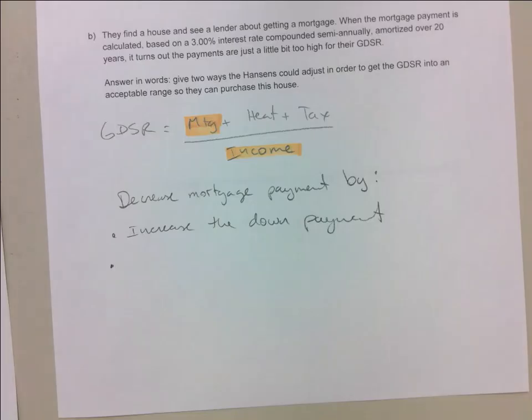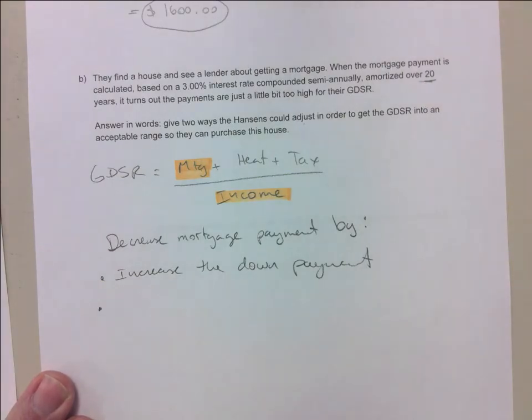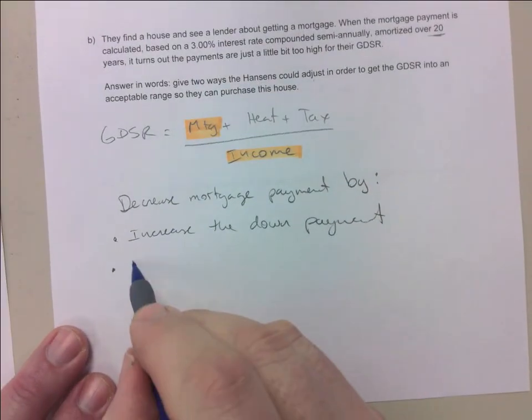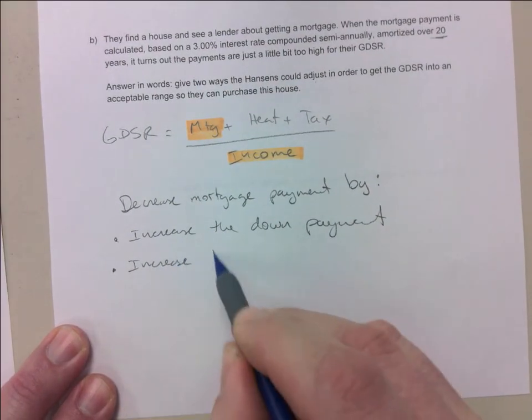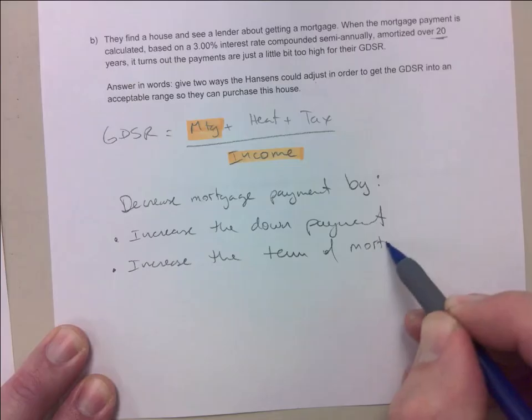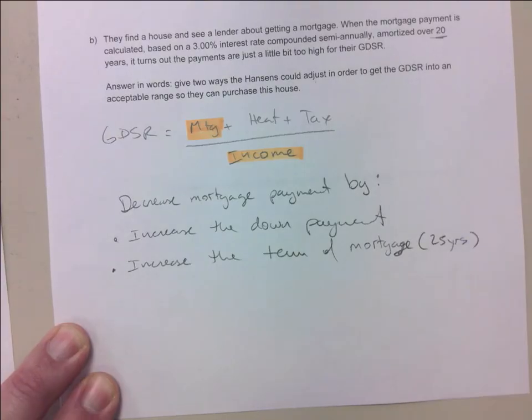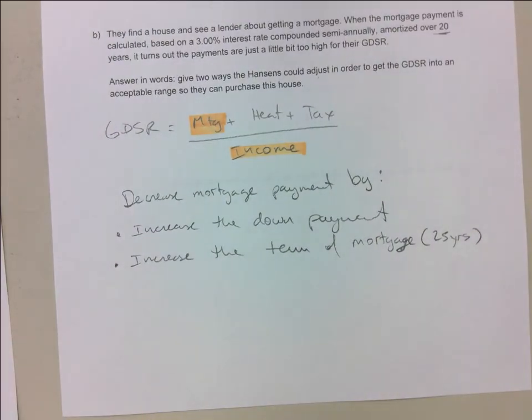How else can someone lower their payments? This is a 20-year mortgage, right? A 20-year. Let me look up here. Can you go 25? Can you extend the time you have to pay? Yes, that will also bring down how much you pay every month. So you can increase the term of the mortgage. I would like you to write this down. I know I didn't ask you to answer it, but now I'm doing it, right? I will just keep it at those.